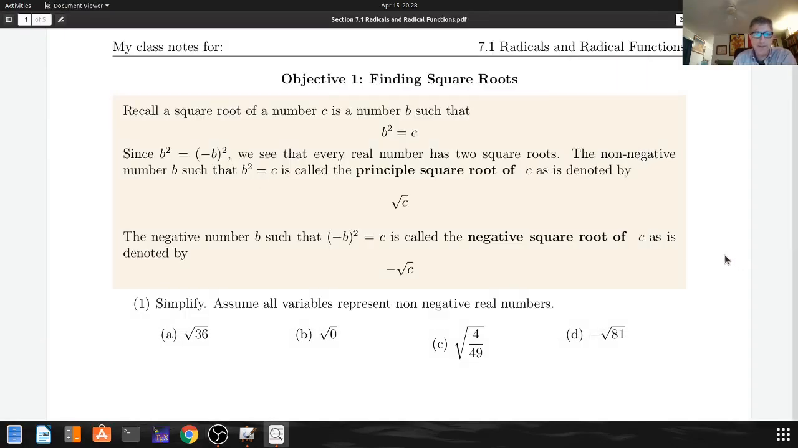Okay, let's look at section 7.1, radicals and radical functions. The easiest and the first radical that we're going to look at is the familiar square root. Notice this says "a." Recall a square root of a number c is another number b such that b squared is equal to c.